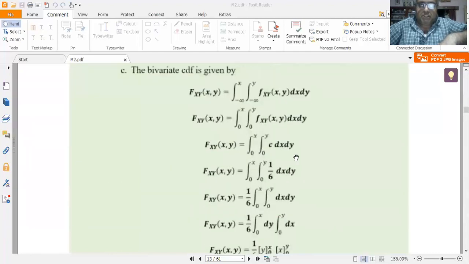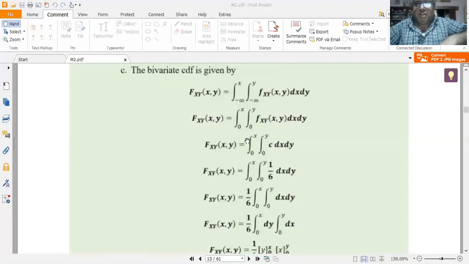So due to which I get Fxy of x comma y is equal to integral 0 to x integral 0 to y fxy of x comma y dx dy. These lower limits minus infinity and minus infinity that I have in this double integral get replaced by integral 0 to x integral 0 to y, because the PDF is equal to 0 for x less than 0 and for y less than 0. That's why the lower limits become 0 and 0 here. Upper limits remain as they are, x and y.